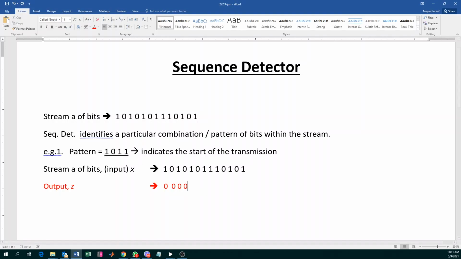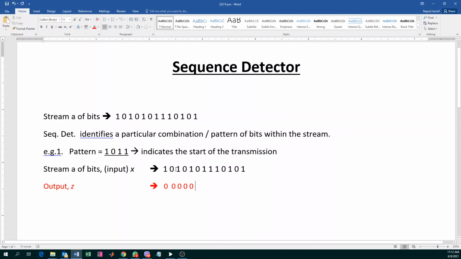So what output do we have? We have an output of 0. Let's look at the fifth bit. Now, in terms of the fifth bit, we have to look at the 4 previous bits. The 4 previous bits were 0, 1, 0, 1. Is that matching with 1, 0, 1, 1? Absolutely not.